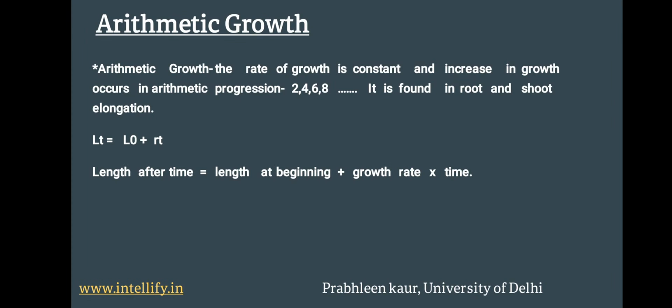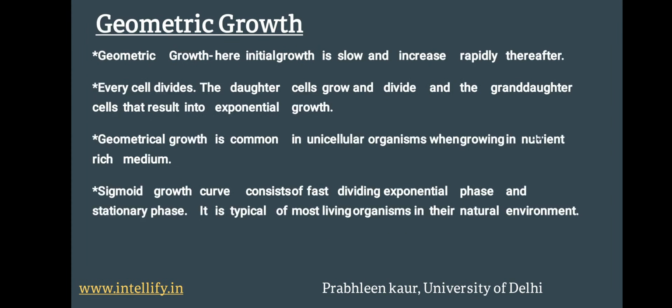Geometric growth. Here initial growth is slow and increases rapidly thereafter, and every cell divides. The daughter cells grow and divide, and the granddaughter cells, that results in exponential growth. Geometrical growth is common in unicellular organisms growing in nutrient-rich medium. When a question between arithmetic and geometric growth is asked, a very important point to mention is geometric growth is common in unicellular organisms where sigmoid growth curve consists of fast dividing exponential phase and stationary phase. It is typical of most living organisms in their natural environment.